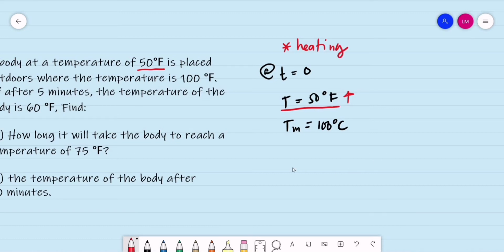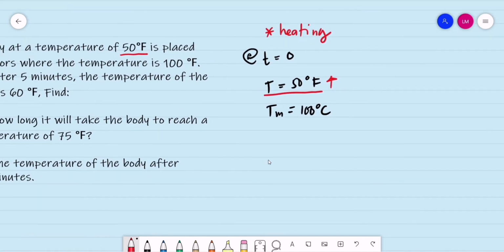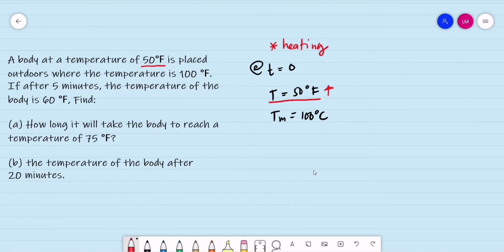Okay? So for letter A, how long will it take for the body to reach a temperature of 75 degrees Fahrenheit? So first, we need to have our working equation. From our previous derivations, the temperature at any given time t is equal to C e raised to, this time, positive k since this is heating. So leave it as k. So positive k times t plus the temperature of the surrounding medium.